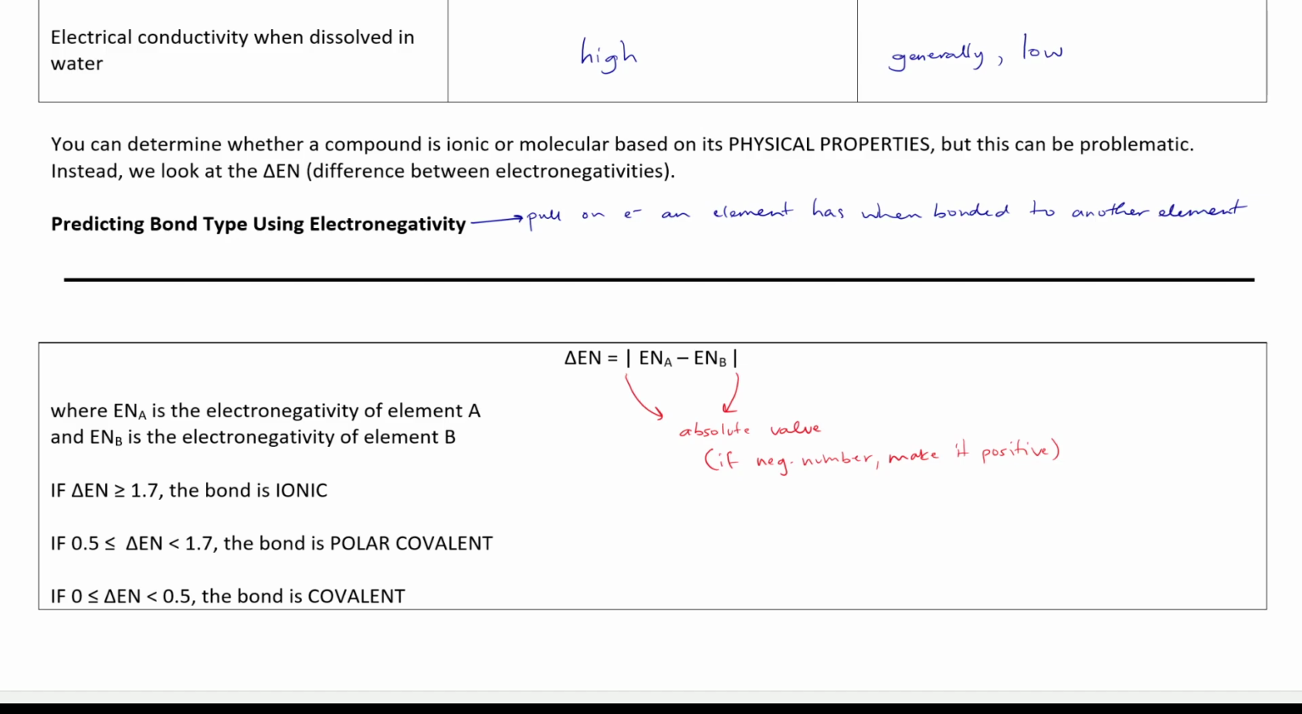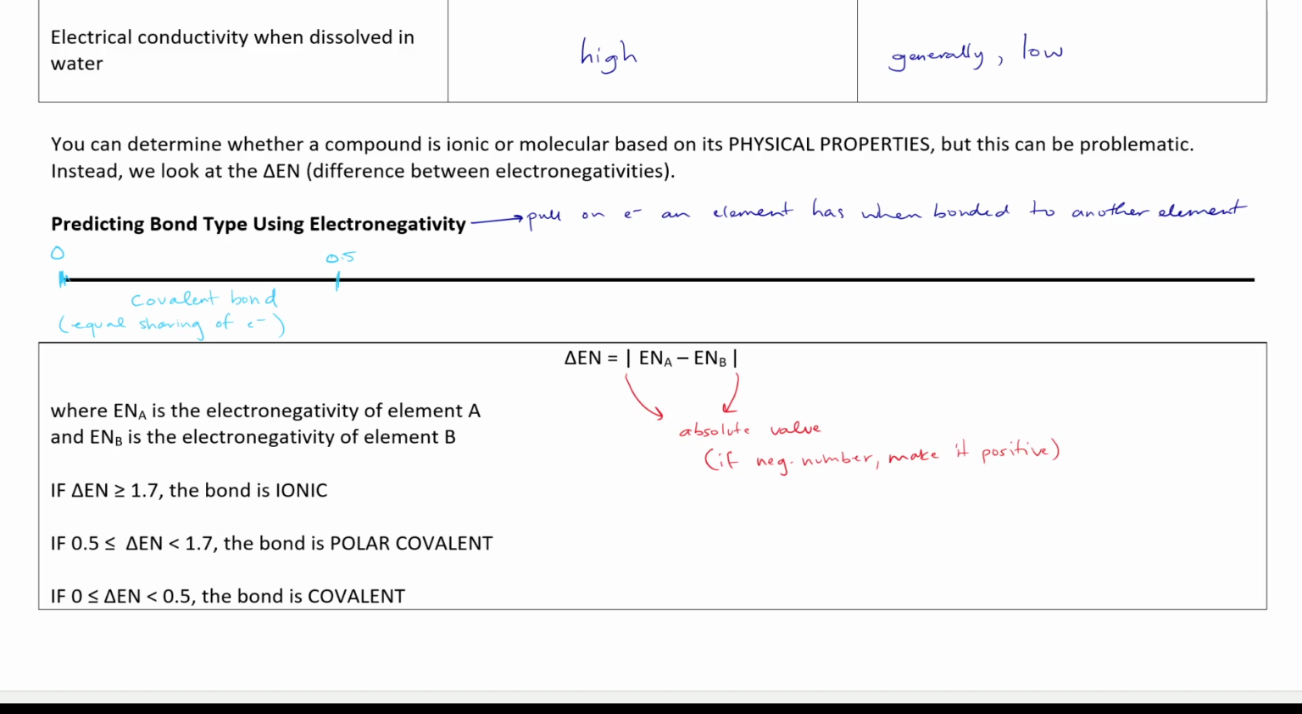So what we're going to do here is take a look at the electronegativity scale. If you do that subtraction, and when you get your positive number, it is between 0 and 0.5, then the bond is what we call just a covalent bond, which means equal sharing of electrons within that bond. So no one element pulls the electrons more than the other.